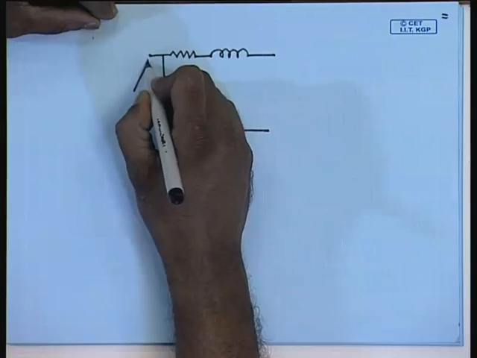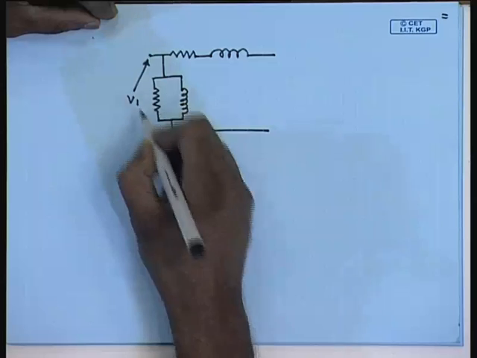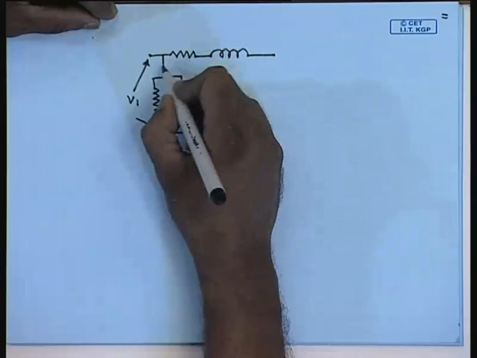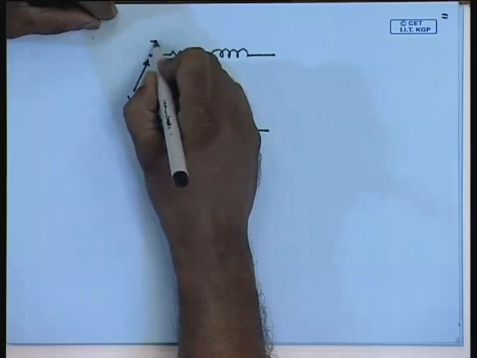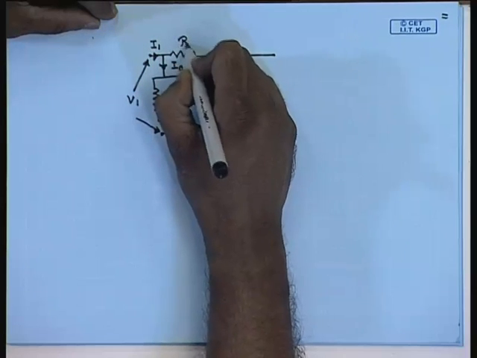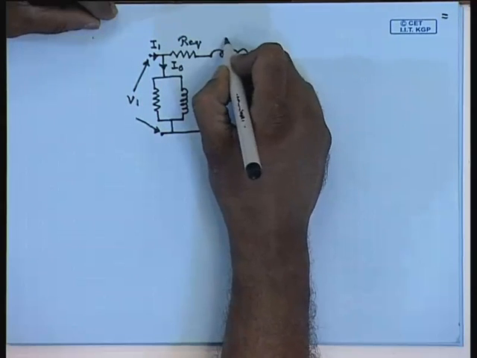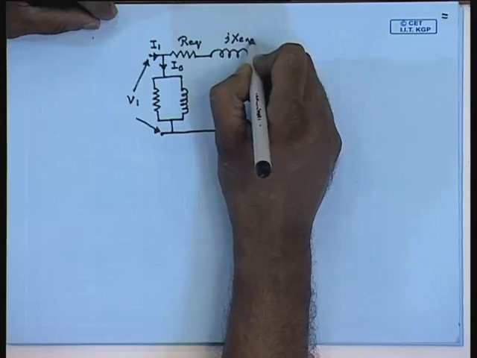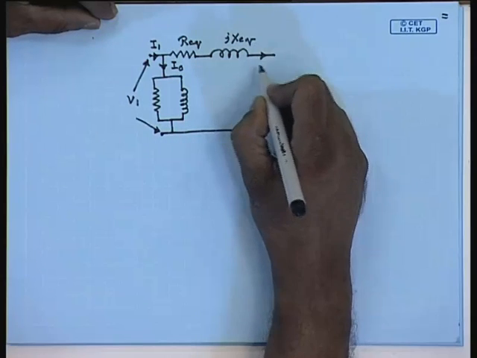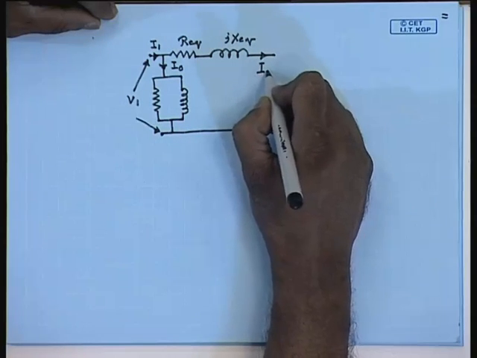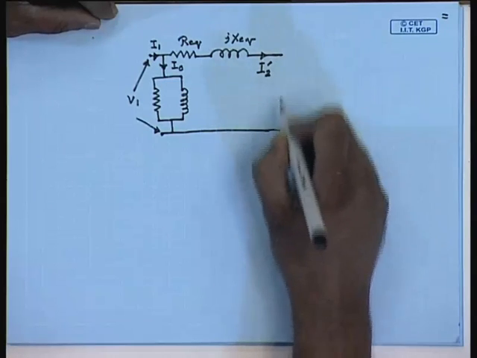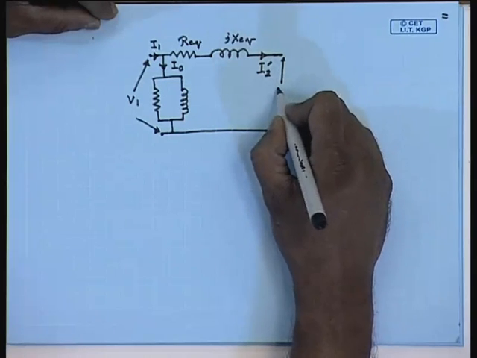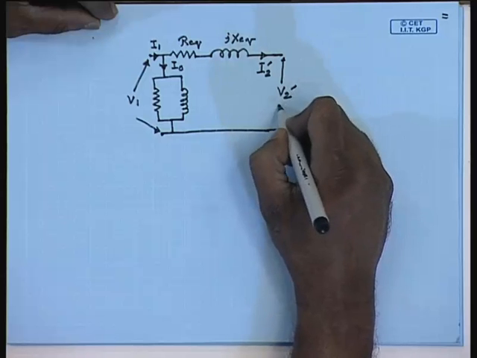This is the supply voltage V1, magnetizing current I0, supply current I1, Req, j Xeq is the referred load current I2 dash, and this is the referred load voltage V2 dash.